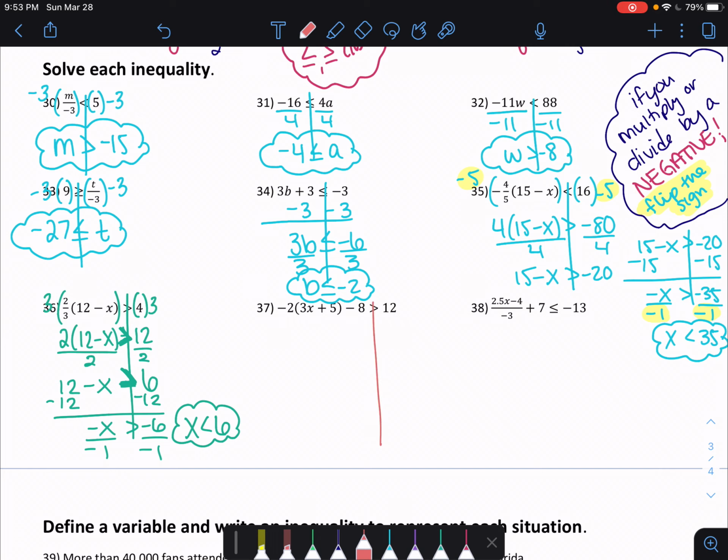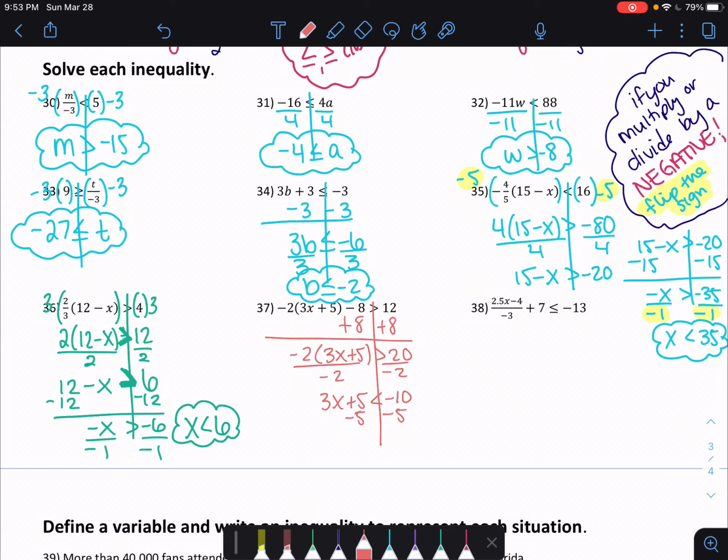On number 37, I'm going to add 8 first. So -2 times 3x plus 5 is greater than 20. -2 and 20 are compatible, so I'm going to divide. So 3x plus 5 is less than -10. I divided by a negative, so I had to flip my sign.